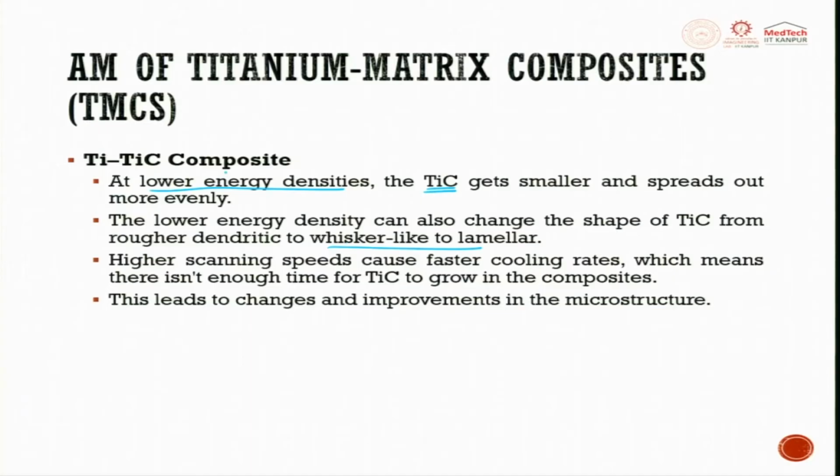So, now what is happening is that the energy levels during the process can also change the shape of TiC formation. Higher scanning speeds cause faster cooling rates, which means that there isn't enough time for TiC to grow in the composite. This leads to a change in the microstructure. So, at lower energy densities, TiC gets smaller. When you have higher speed rates, there isn't enough time for TiC to grow in the composite. So, that also tries to change the property behavior.